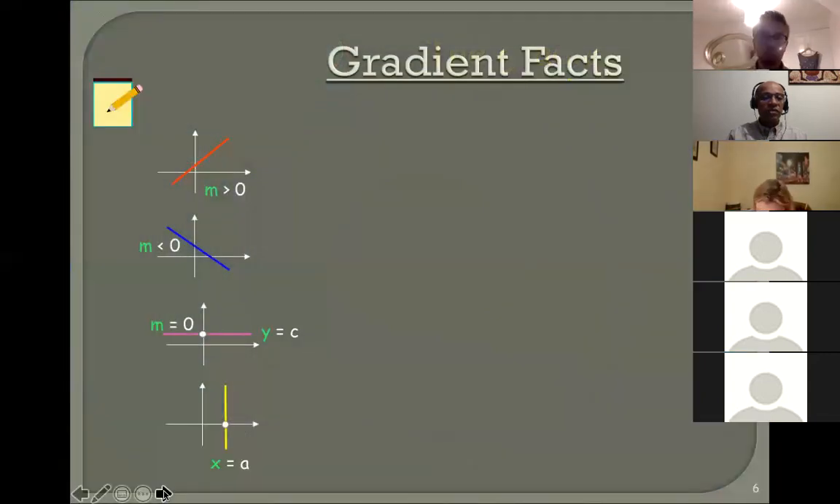So here, this is just a quick summary. A positive gradient, so you can sketch that, m greater than 0. A negative gradient, you can see it's going down, so going up, going down. Now, if it's neither positive nor negative, then that means it's 0 itself. So if you've got a straight horizontal line, the gradient is 0.